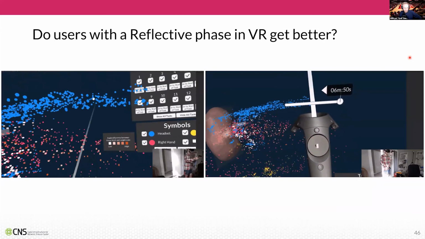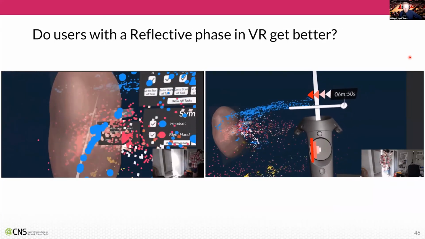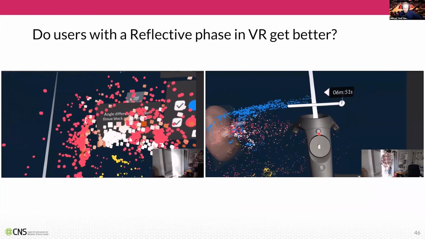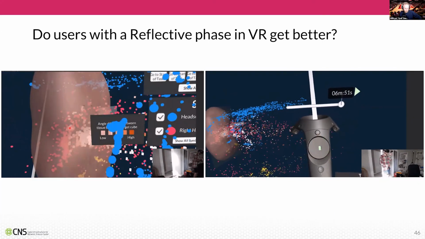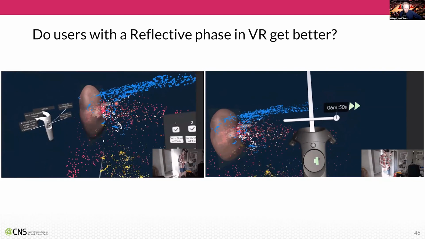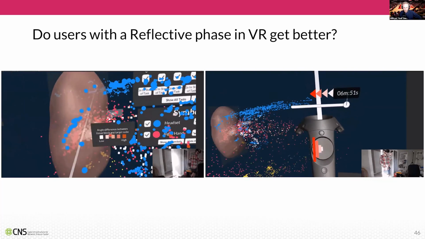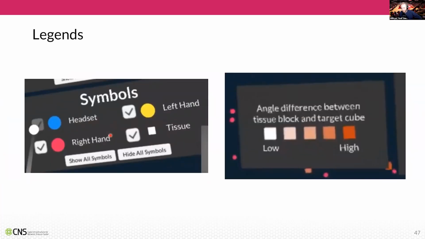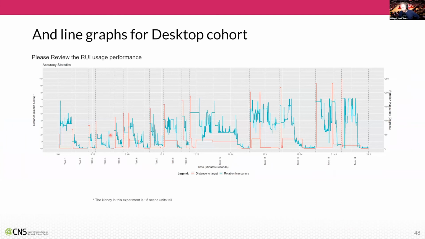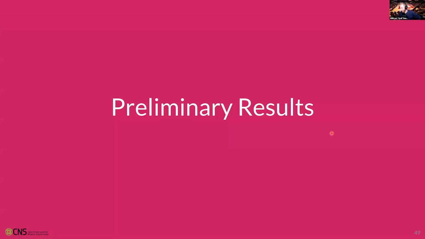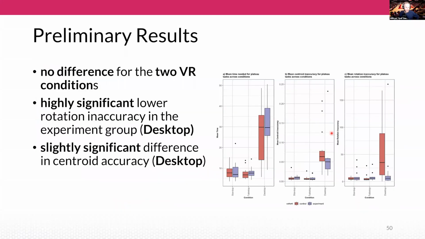And they would have different interactive methods of, for example, on the left side, skipping through the data set with this time slider. And here you see the spatial layout. This is a visualization of the movement of one user together with the tissue block movement as well. We also have legends that are interactive. And the desktop at the same time did get a line graph visualization of their distance and rotation and accuracy over time. And the findings were quite surprising to us, to put it that way.